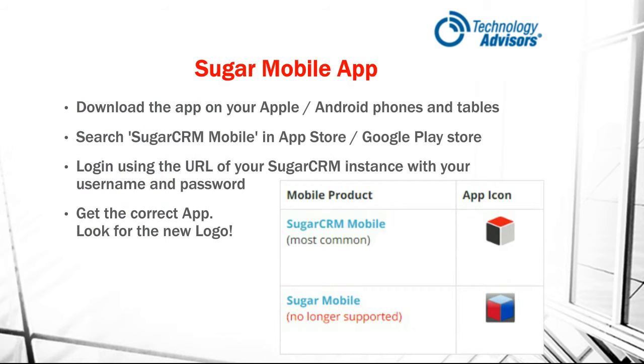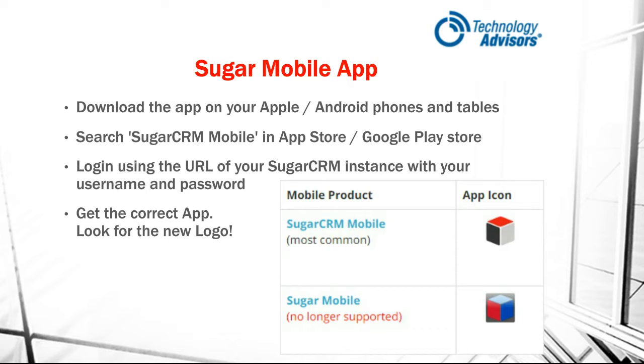All right, so we're going to go ahead and start with the absolute basics, which is how to get the Sugar mobile app. The Sugar mobile app is an app you can download just like any other app on your mobile device, so Apple or Android phones and tablets. You'll go to your App Store on an Apple device or your Google Play Store on an Android device and just search for Sugar CRM or Sugar CRM Mobile.